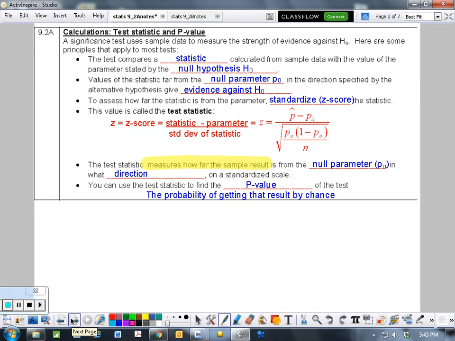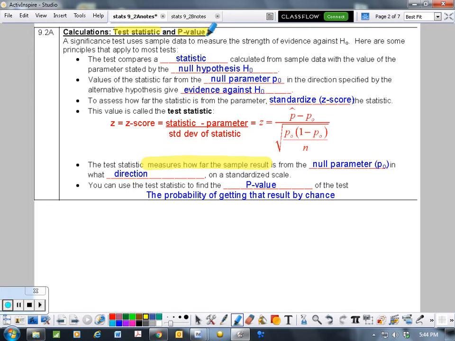So we check our conditions, and now we're ready to go to calculations. We do two different types of calculations. We calculate a test statistic, which is really just a z-score, our standardized score. And then we calculate the probability value. What's the probability of getting that value?